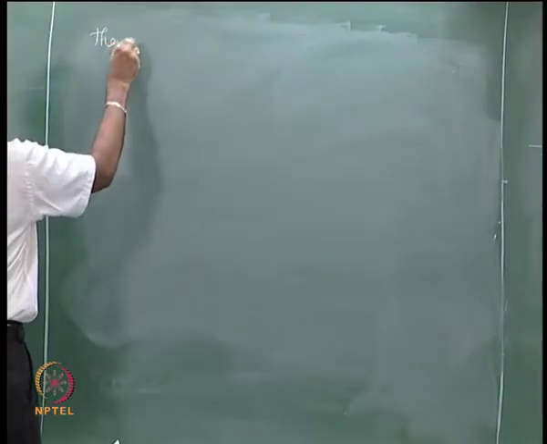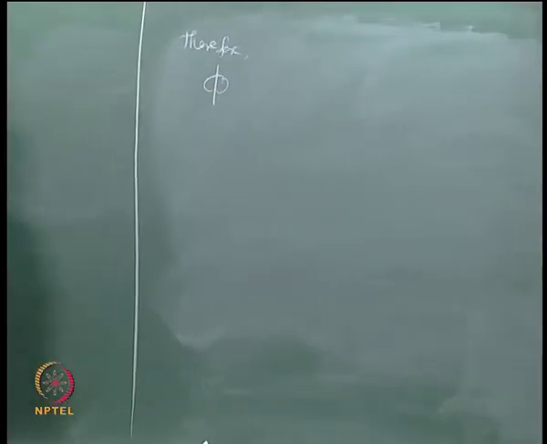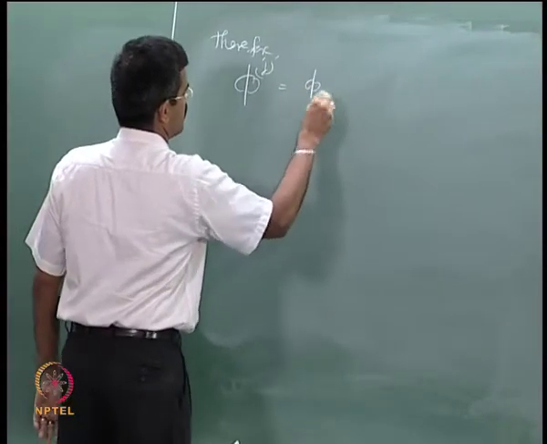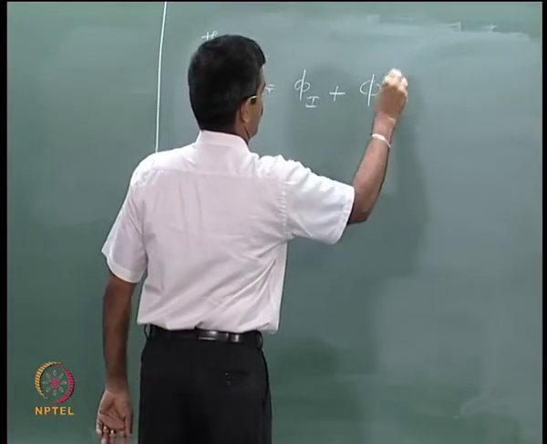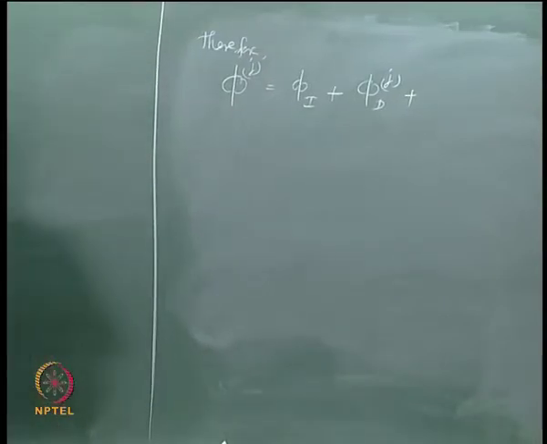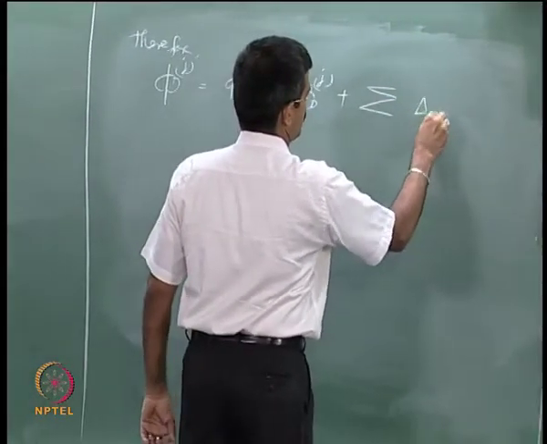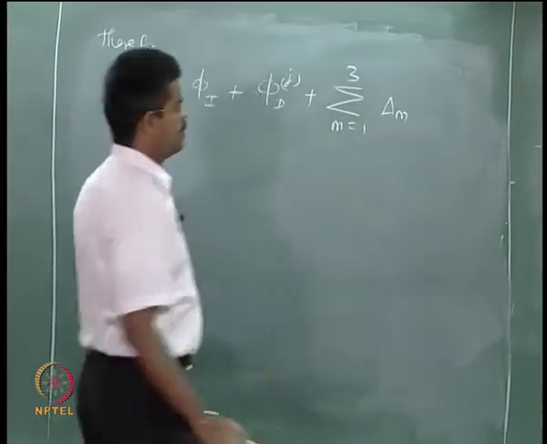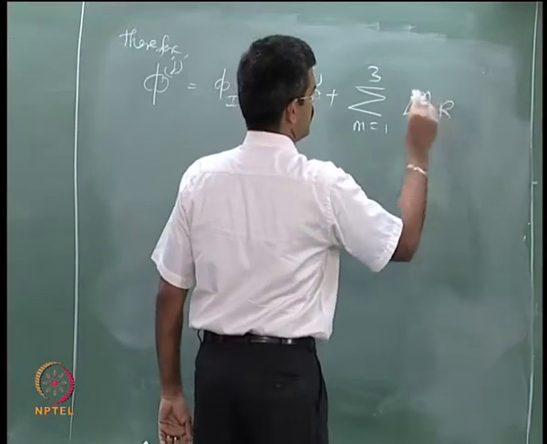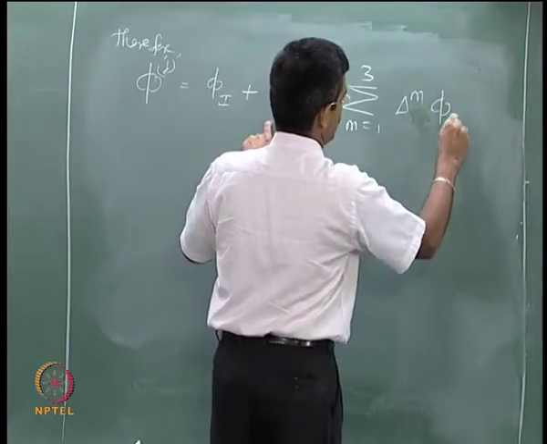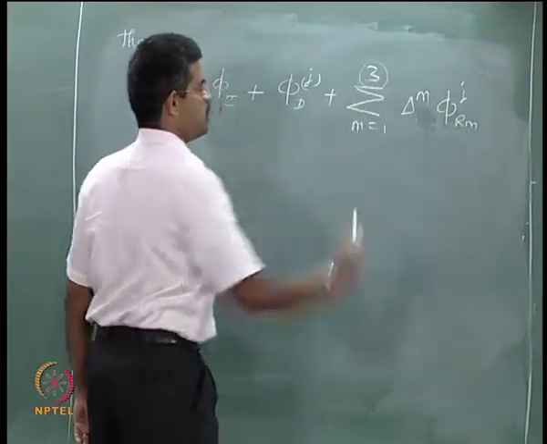Therefore, phi can be expressed as incident plus diffraction plus the sum of radiation potentials. So, you can see here the summation is done only for 3 modes.